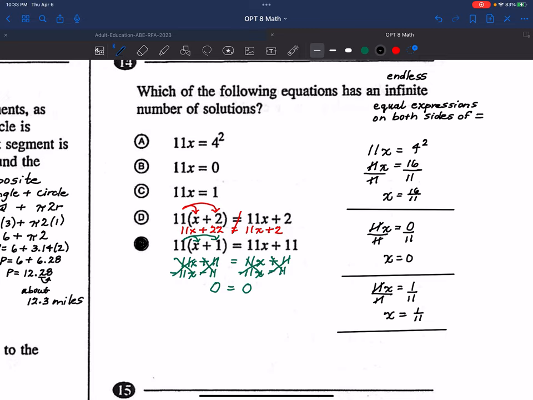Infinite solutions means that it doesn't matter what you plug in for x, it's going to work on either side of that equation, because the sides of the equation are exactly the same to begin with.